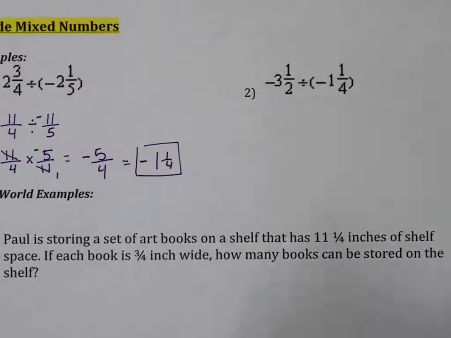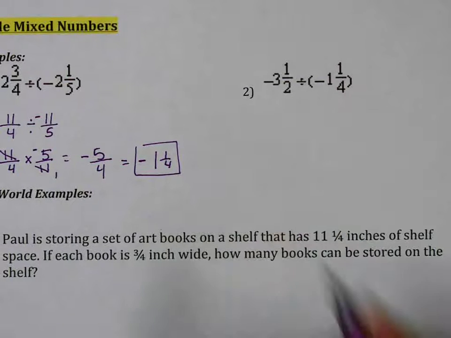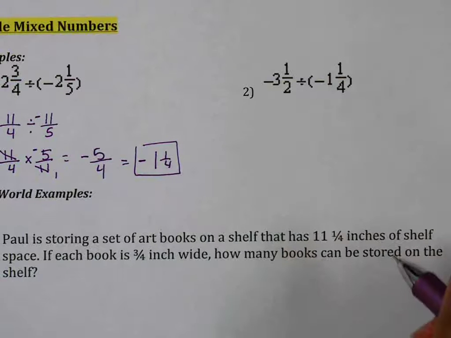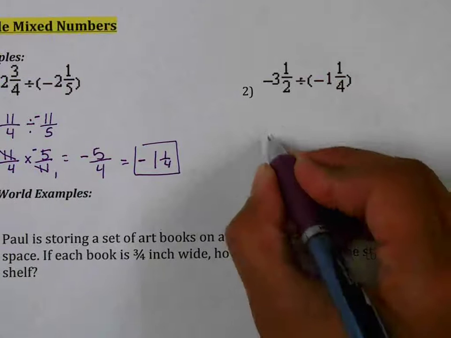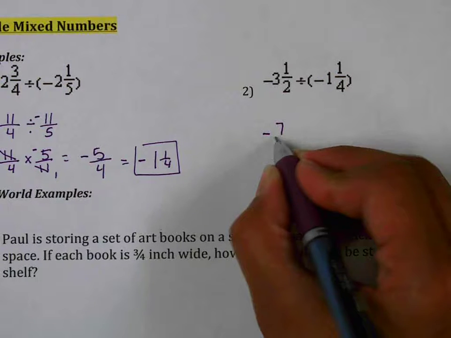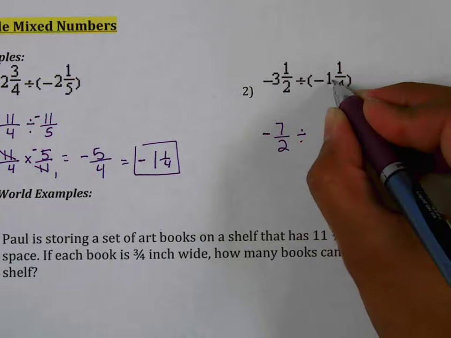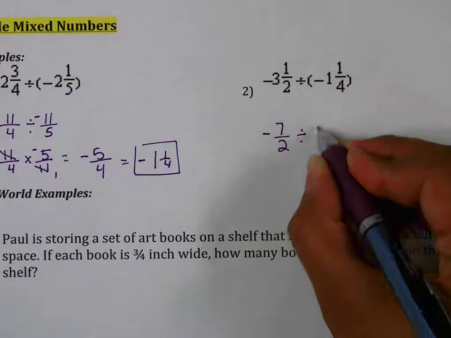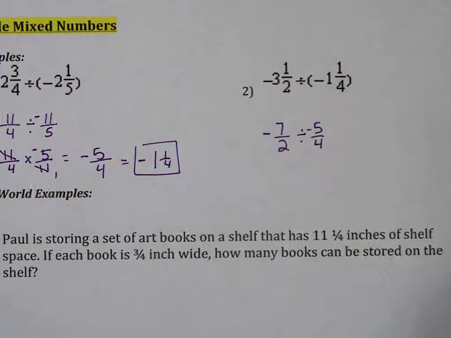Okay, the next one is negative 3 1/2 divided by a negative 1 1/4. So again, we're going to change these to improper fractions. So 2 times 3 is 6, plus 1 is 7. So that's a negative 7/2 divided by 4 times 1 is 4, plus 1 is 5/4, and that's a negative.